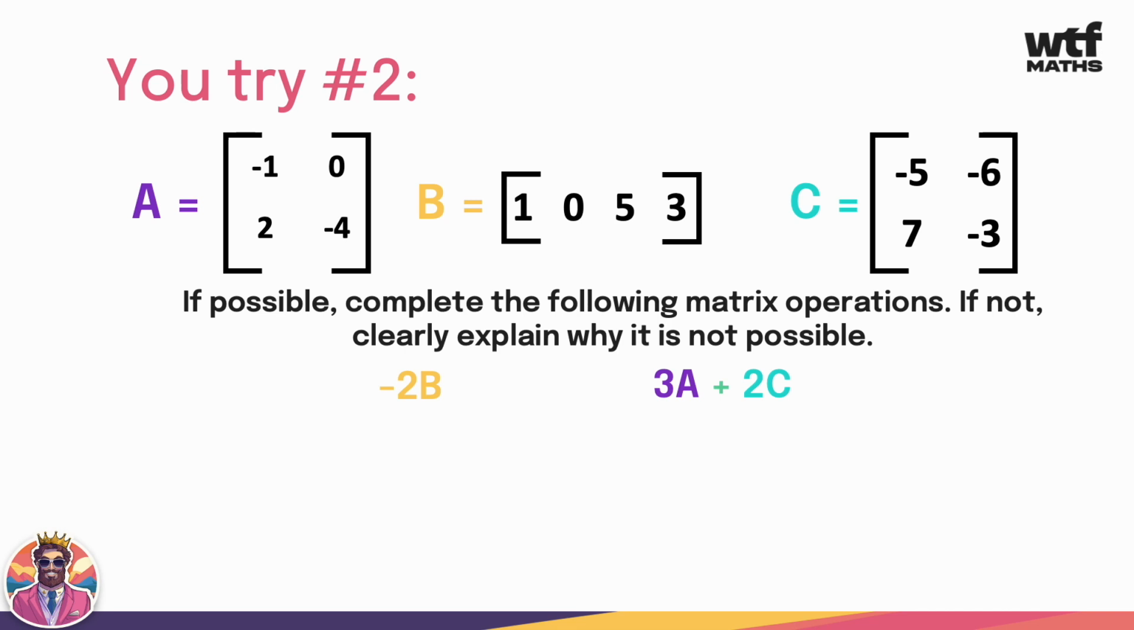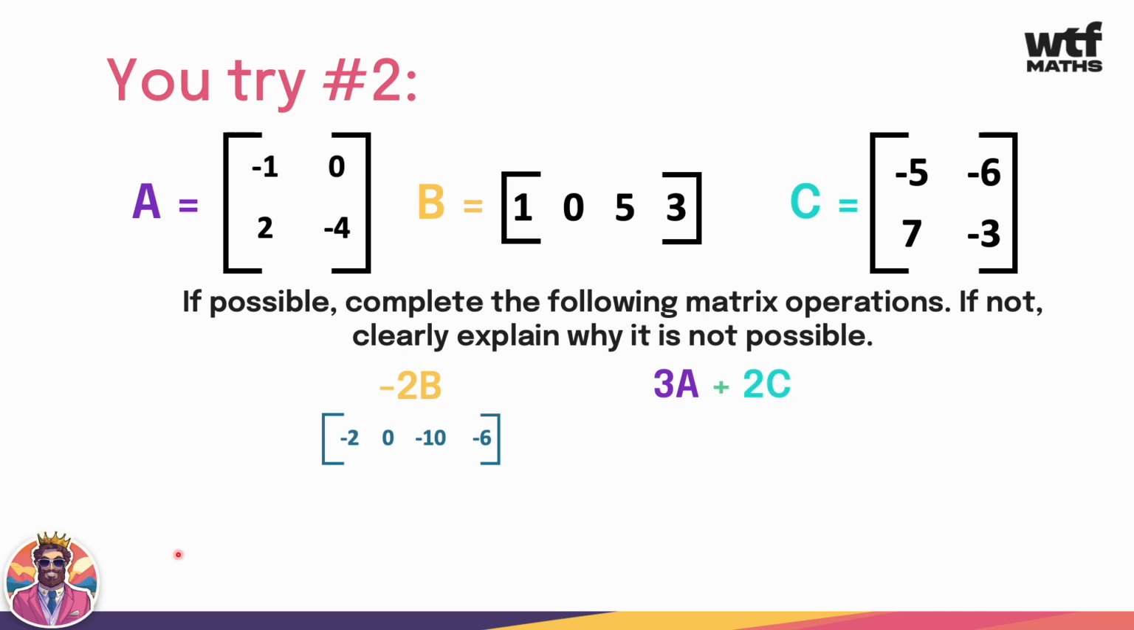Okay, let's give this a go. So the first one, it says negative 2 times B. So all you're going to do is times all of B by negative 2. So you should get negative 2, 0, negative 10, and negative 6. Okay, for the next one, it says 3A plus 2C. Now, before you even try to work that out, let's just check. A is a 2 by 2, C is a 2 by 2. So yes, they are compatible. All right, let's start to work out this problem.